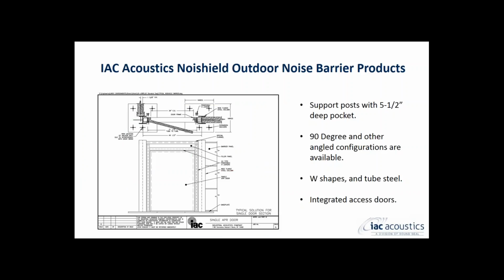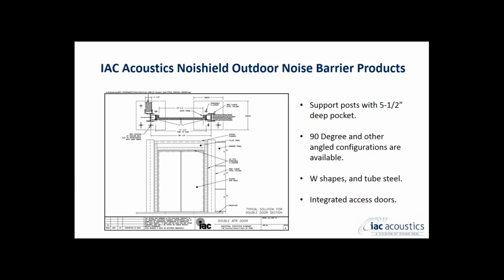We're also able to integrate doors, both single leaf and double leaf, for access into the interior of an enclosed area. We can provide the full kit of all the necessary steel detail, the doors, the hardware, and the filler panels in order to complete the system.